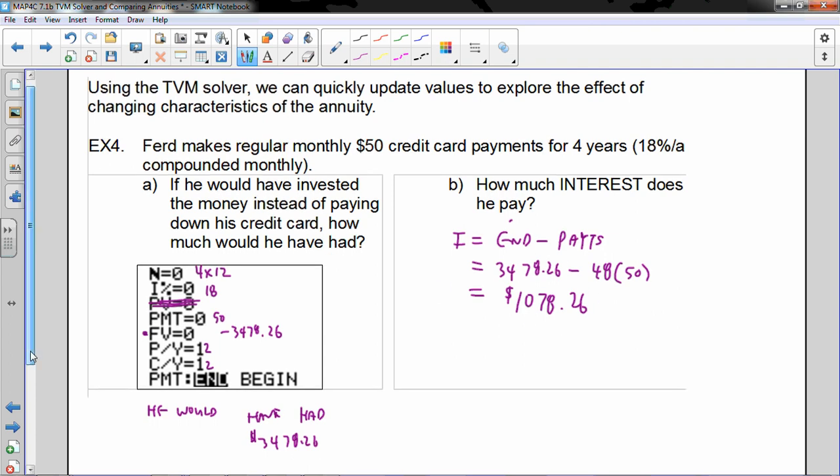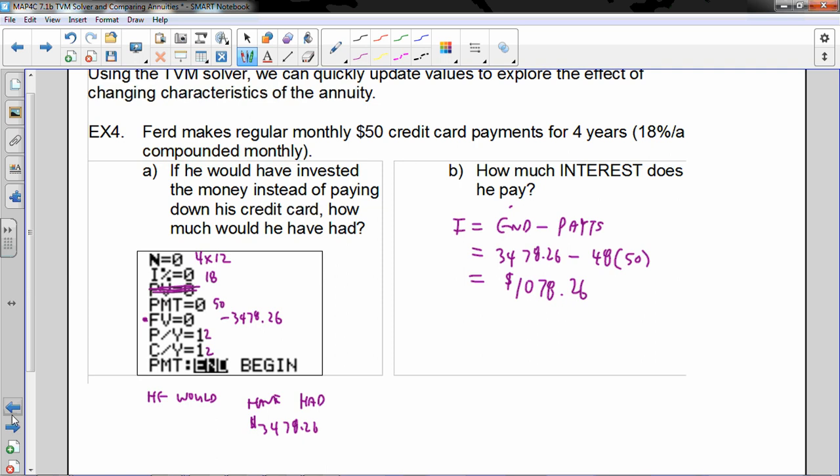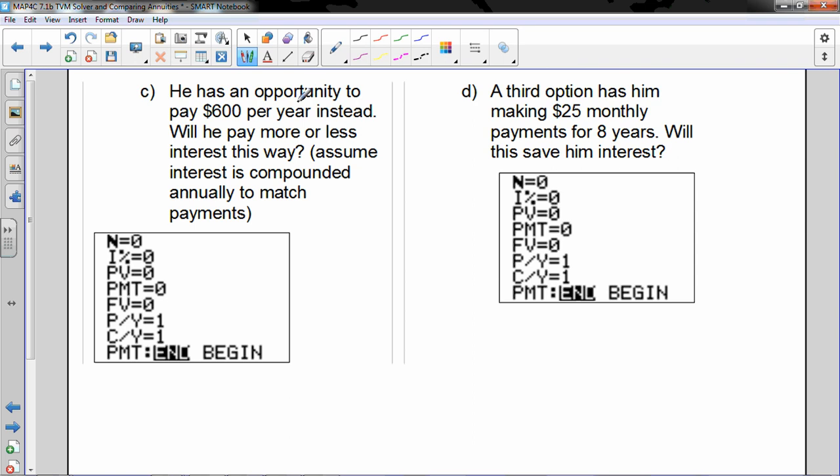One of the ways is to never use a credit card, but we'll talk about if you have to use a credit card. So, for instance, if he has an opportunity to pay more per year, will he pay more or less interest? Assume interest is compounded annually to match the payments. Okay, so notice that, by the way, the $600 a year is the same amount out of Ferd's pocket, right? $50 every month is the same $600. So how many payments, though? Well, it's only one a year. That would only be 4 years, 4 payments, right?